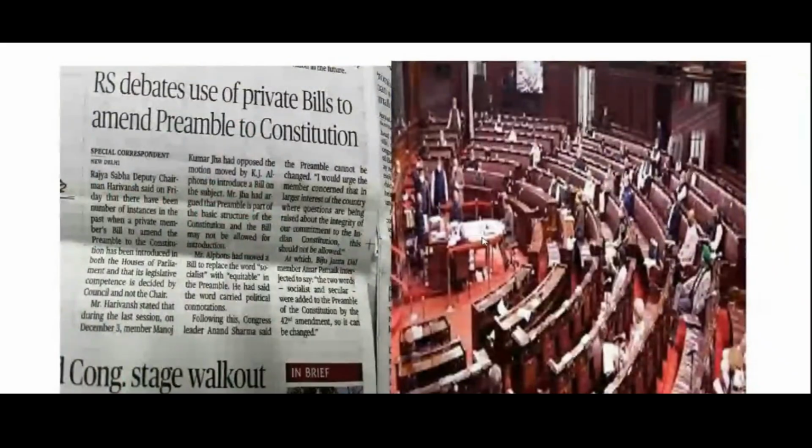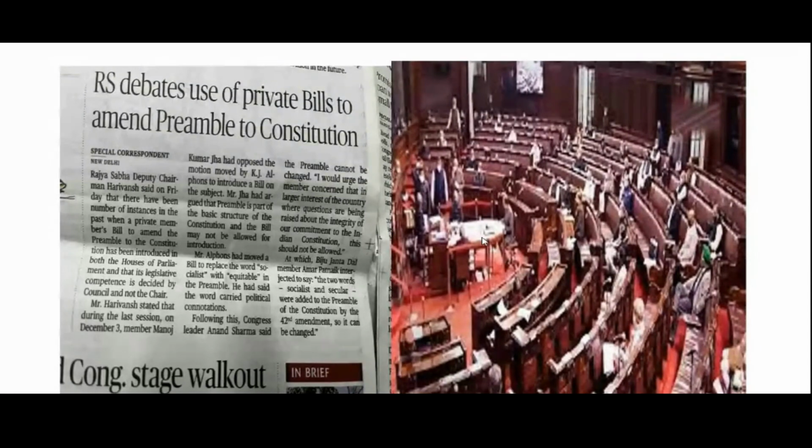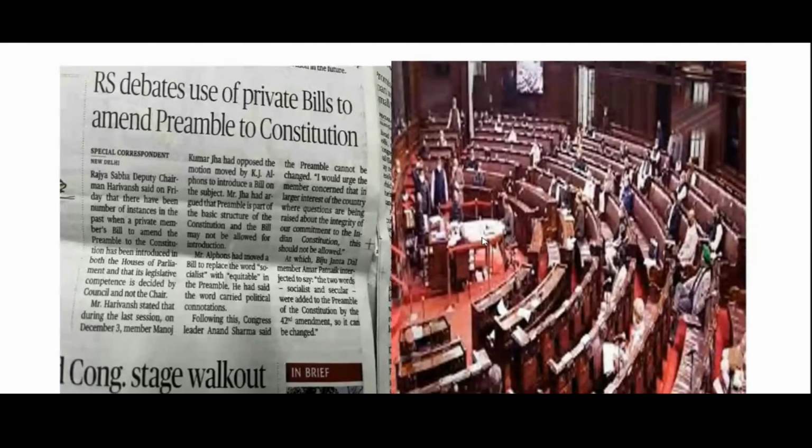Another news item reported in The Hindu newspaper was also very interesting: Rajya Sabha debates use of private bill to amend the preamble to the constitution. This bill was introduced by a Malayali, K.J. Alphons IAS, and it is a very interesting private bill, where Alphons moved a bill to replace the word socialist with equitable in the preamble of the constitution.